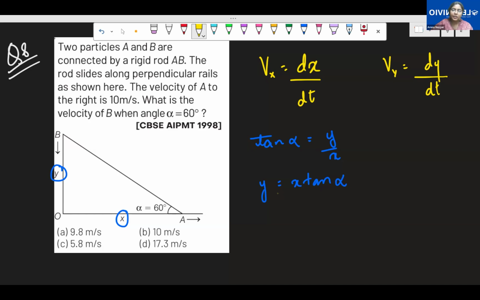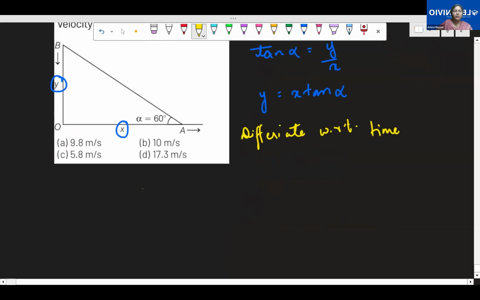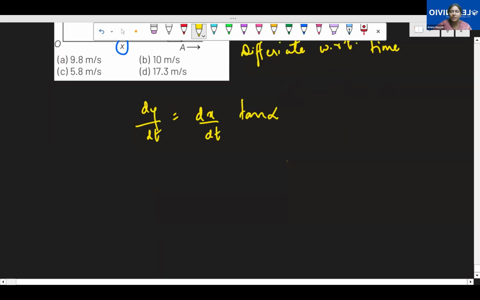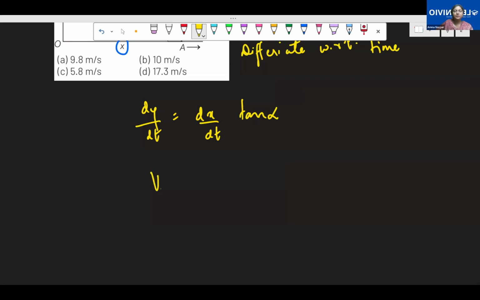Now, if I take this equation and I differentiate it with respect to time, so I'll write it also, differentiate with respect to time. So will this not be equal to dy over dt? And from this side, dx over dt tan alpha. Tan alpha will not be obviously differentiated. X and y are the variables, they'll be differentiated. Now dy over dt and dx over dt, what did we discuss? This is vy is equal to vx tan alpha.